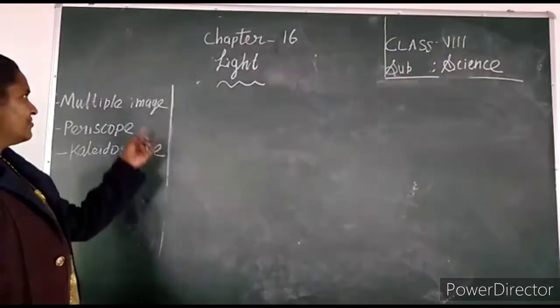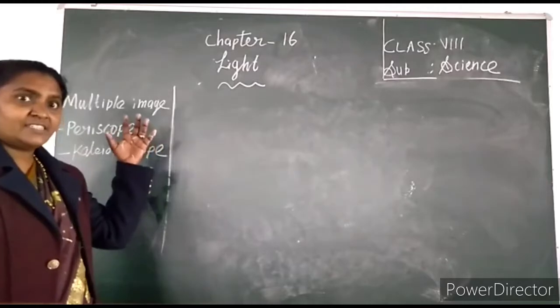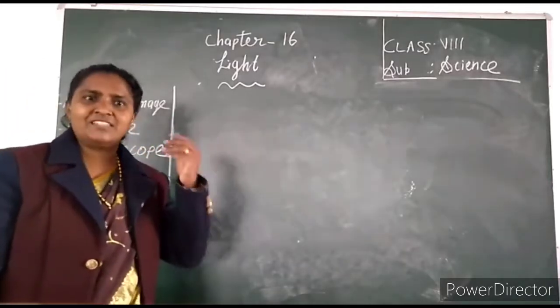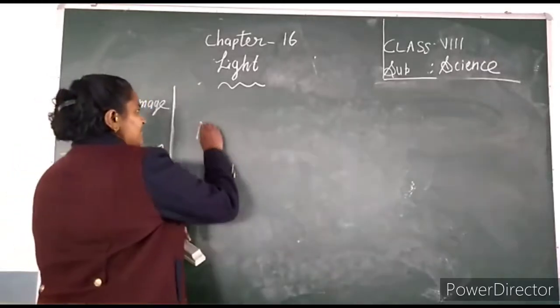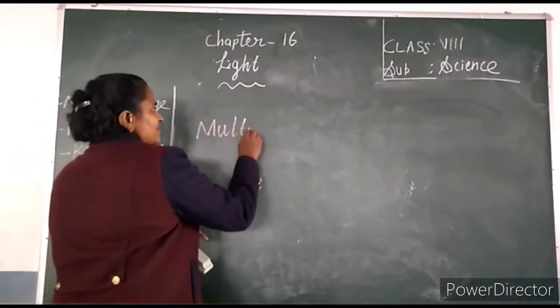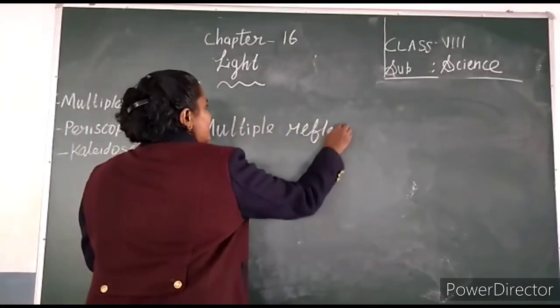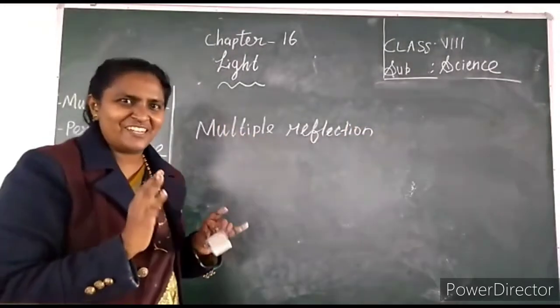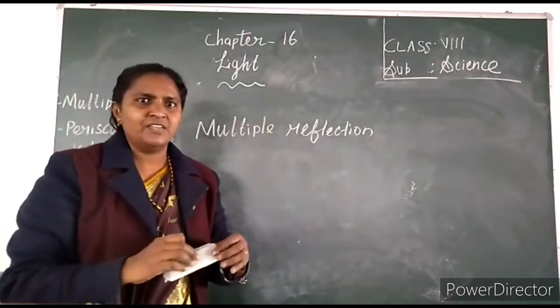Good morning students. Today let us see about multiple images. Light rays form multiple images through multiple reflection. What does it mean? The term itself explains the definition. Multiple means many times it goes for reflection.